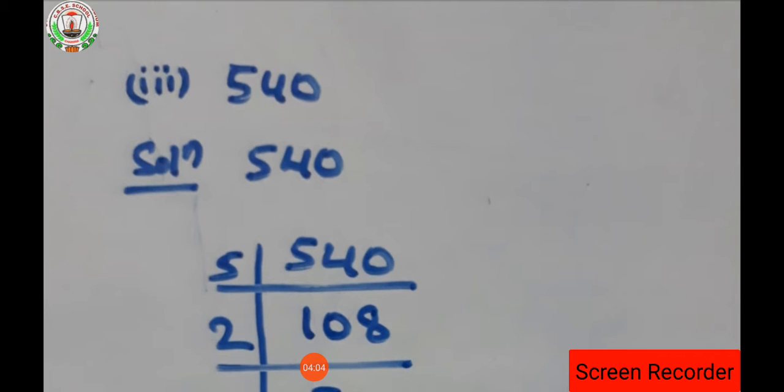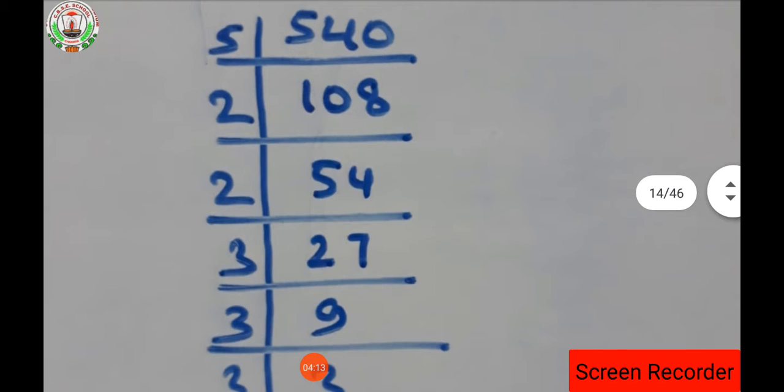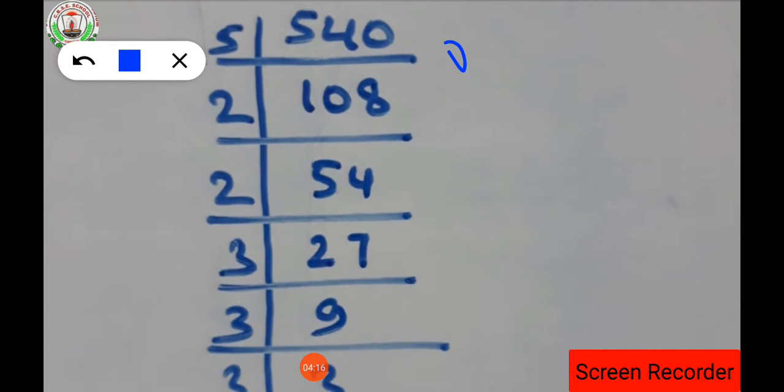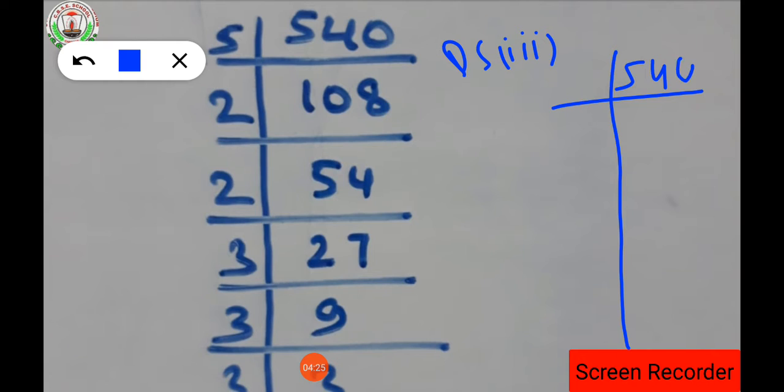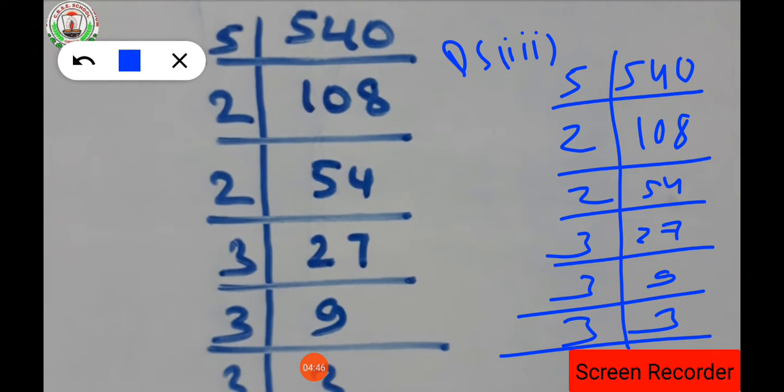Next question: 540, not 50. So 540, it's a very easy one. It's an even number, can be easily calculated, isn't it? So fifth question, third part. Let's see the solution. We have 540. It can go to the table of 5. So here 108, then 2, 54, then 27, then 27 in the table of 3 is 9, then 9 in the table of 3 is 3, and 3 comes in the table of 3 one time.